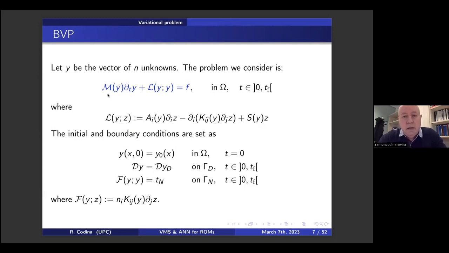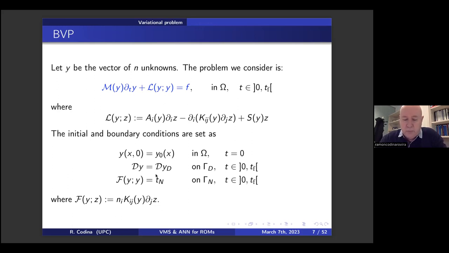And then a semi-linear operator, which is linear with respect to the first order derivatives, second order derivatives, and zero order derivatives. And maybe the coefficient matrix may depend on the unknown itself. Okay, so this is what happens in the case of fluid mechanics in particular. So this problem has to be supplied with an initial condition, Dirichlet type boundary conditions, and Neumann boundary conditions that depend on the operator F, that is the flux operator associated to L.